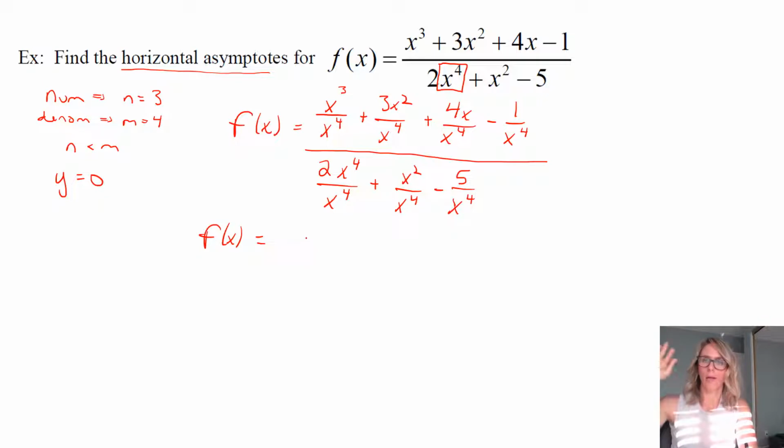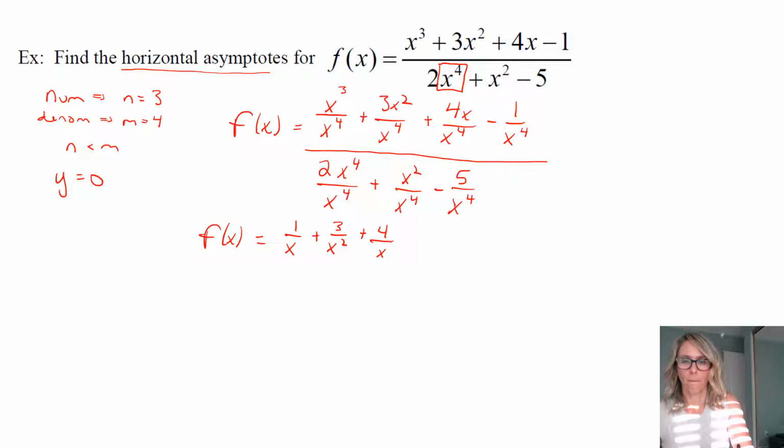So now I can simplify each term. I'm just simplifying variables with exponents. So notice that x cubed over x to the 4th is 1 over x. If you want, you can pause and see if you can simplify the other terms as well.